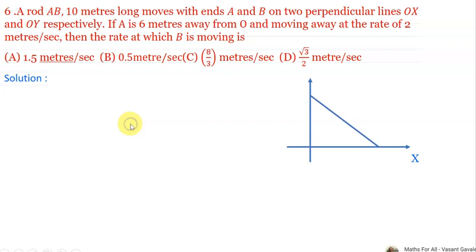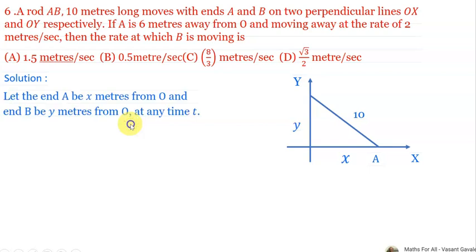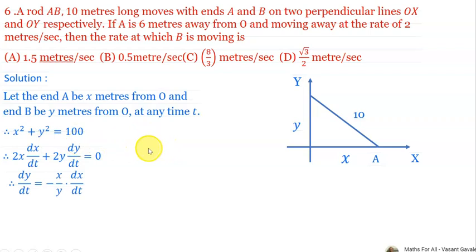Now see this here. This is the figure, x-axis, y-axis. Here AB is the rod. Let the end A be x meters from O, and end B be y meters from O at any time t. x square plus y square is equal to 100. Differentiate this with respect to t. Therefore 2x into dx upon dt plus 2y into dy by dt is equal to 0. Therefore dy by dt is equal to minus x upon y into dx upon dt.